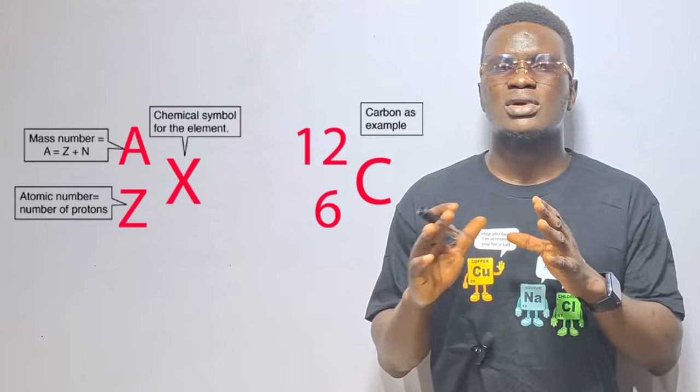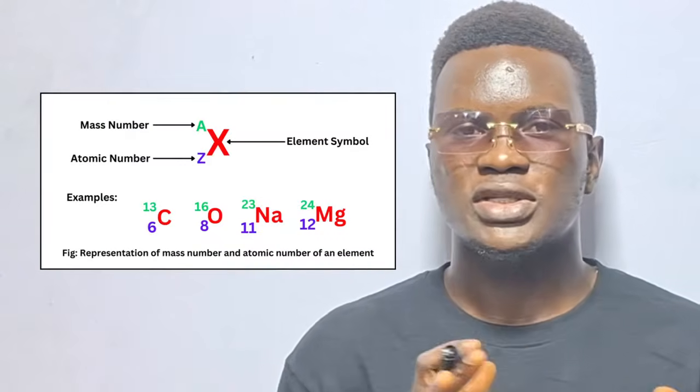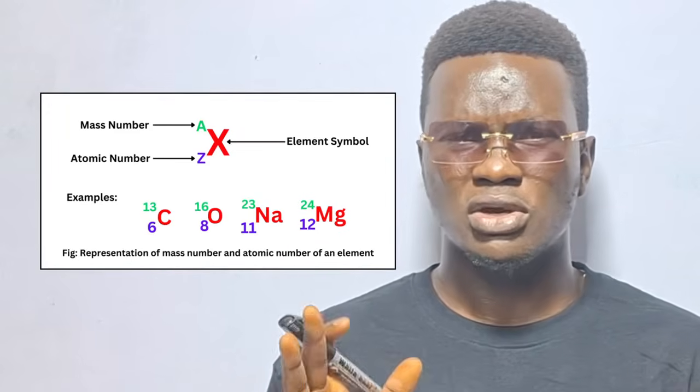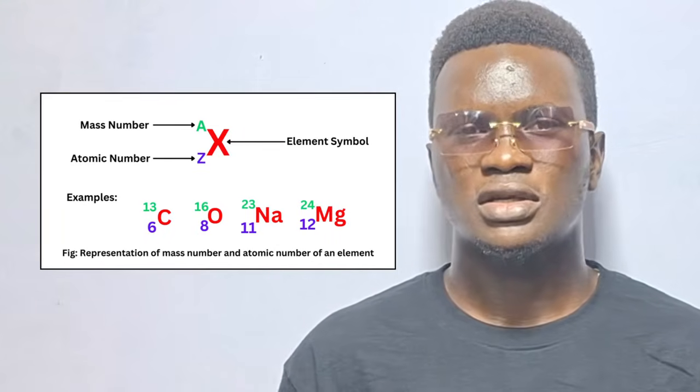So now, after talking about the representation of atom, look at these various elements: oxygen, sodium, and magnesium. Can you tell the atomic number? Can you tell the mass number? You can leave it in the comment section.